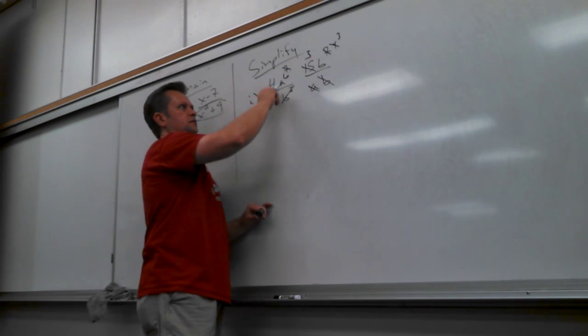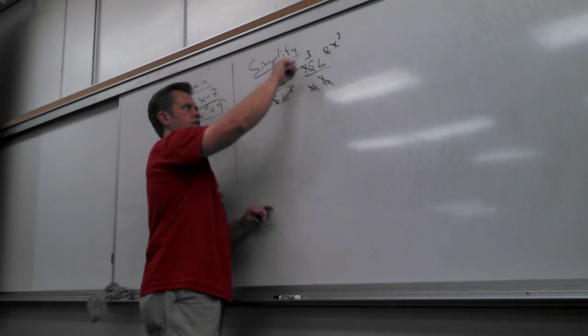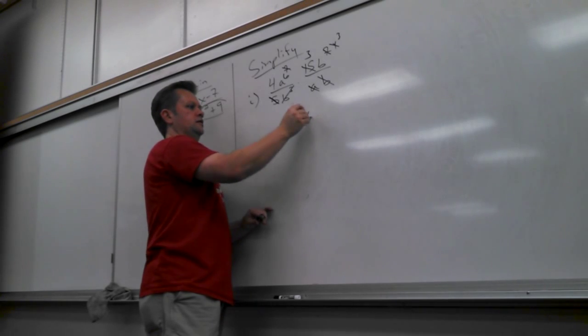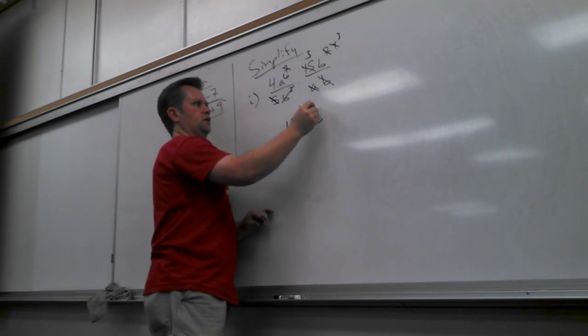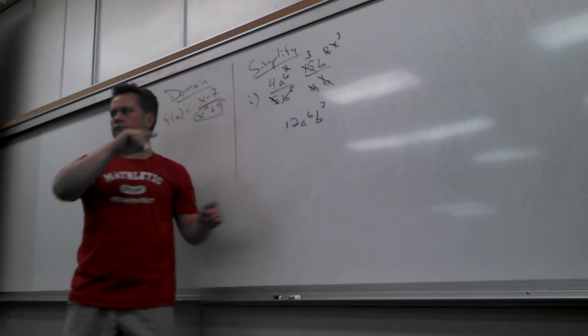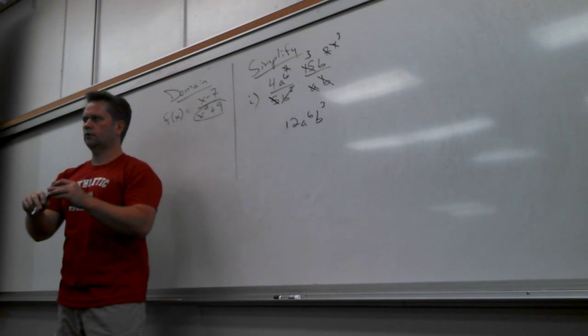So then I get 4, 12, a to the 6, b to the 3. And anything on the bottom? No. All right, I like it.